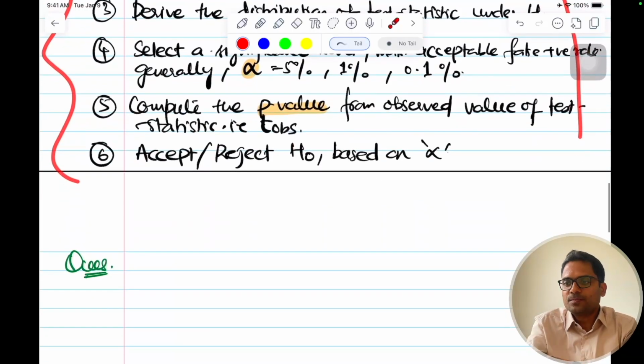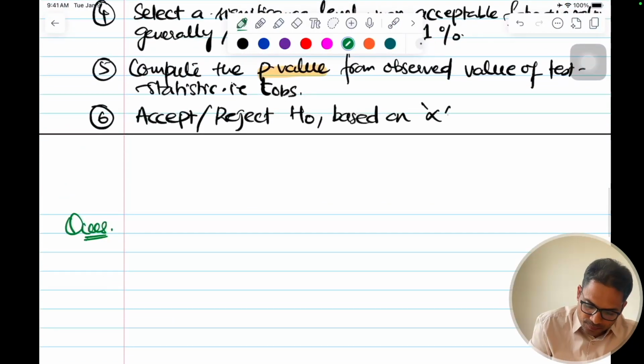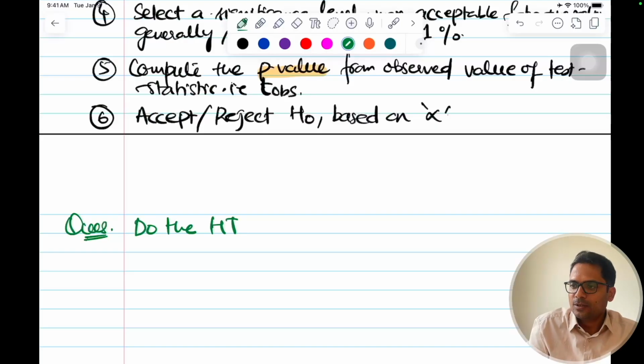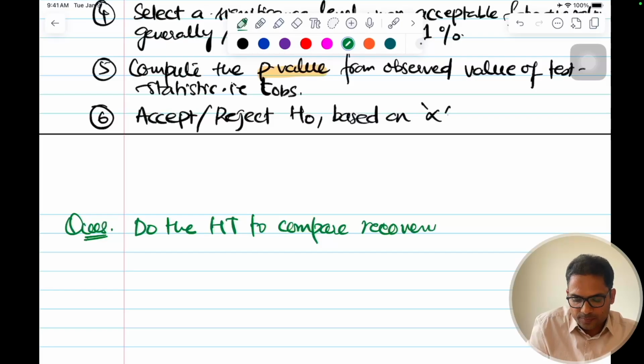So the question is, do the hypothesis testing (HT) to compare the recovery time of two medicines.